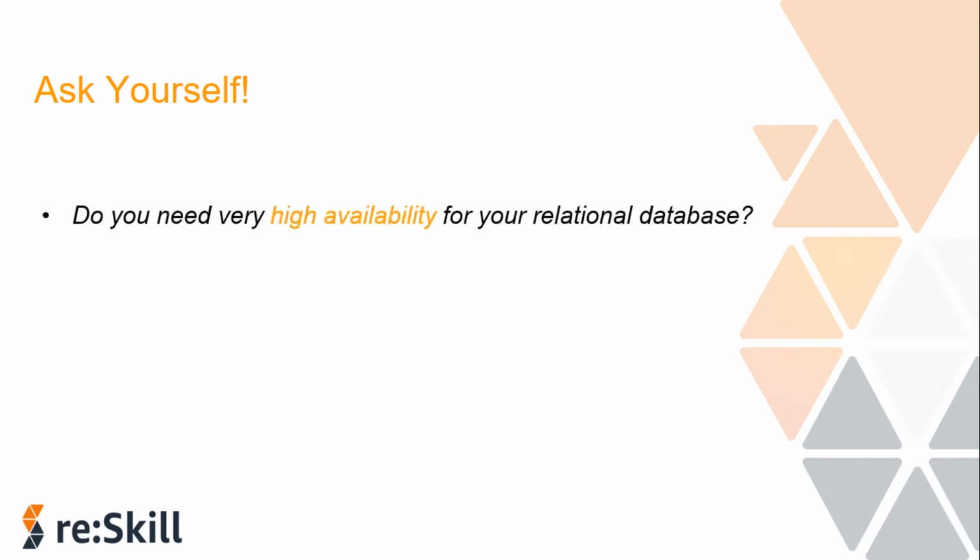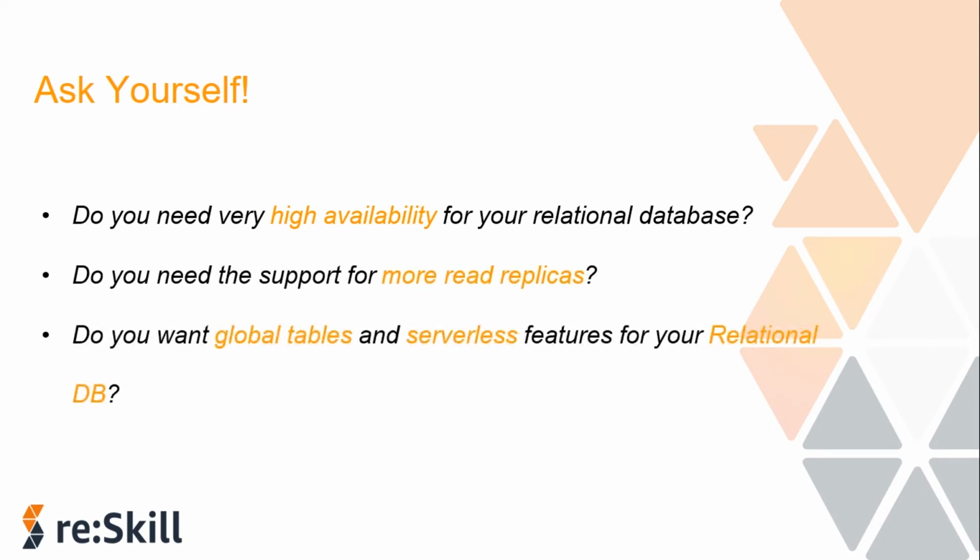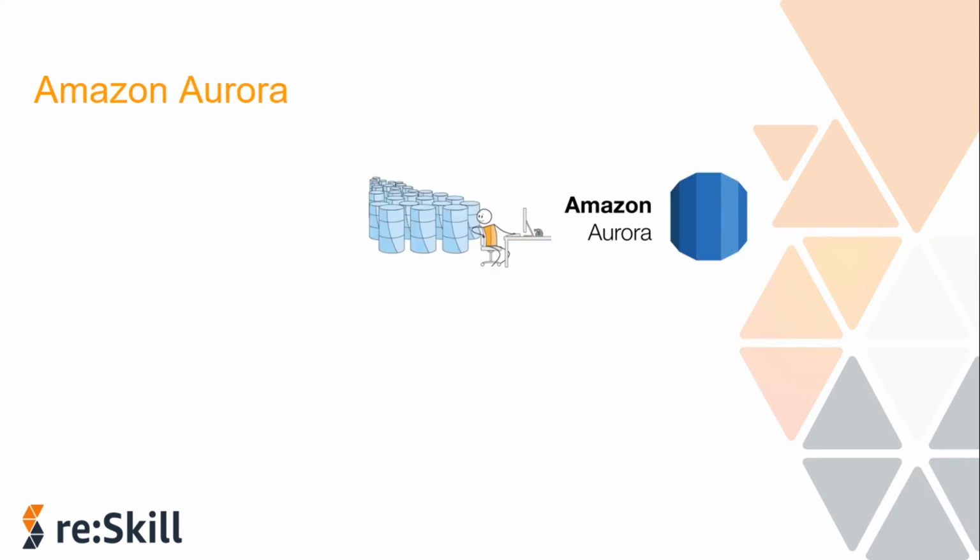Now ask yourself a few more questions. Do you need very high availability for your relational database? Do you need the support for more read replicas? And do you want global tables and serverless features also for your relational database? Then the answer is Amazon Aurora. So what is this Amazon Aurora? Let's have a look at the few important points about it.